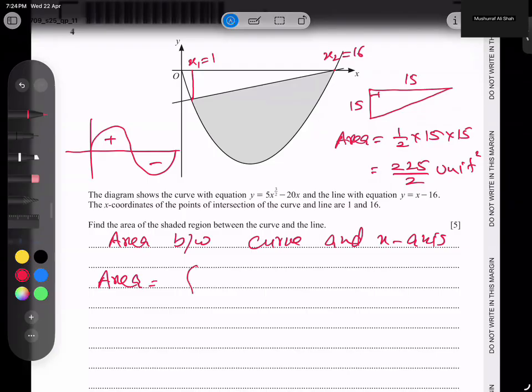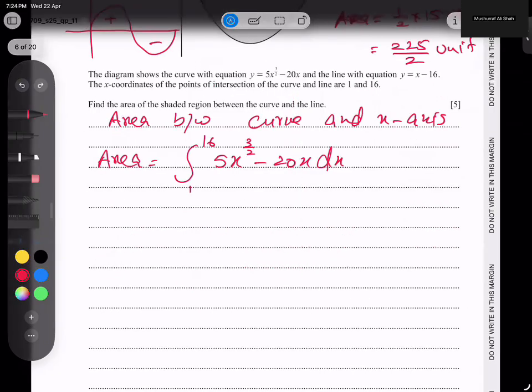Lower limit is 1, upper limit is 16, and the curve equation I'm writing now: 3 by 2 and negative 20x. So what is the rule of integration? It is very clear: increase the power by 1. I get 5 by 2, and 5 by 2 here below.